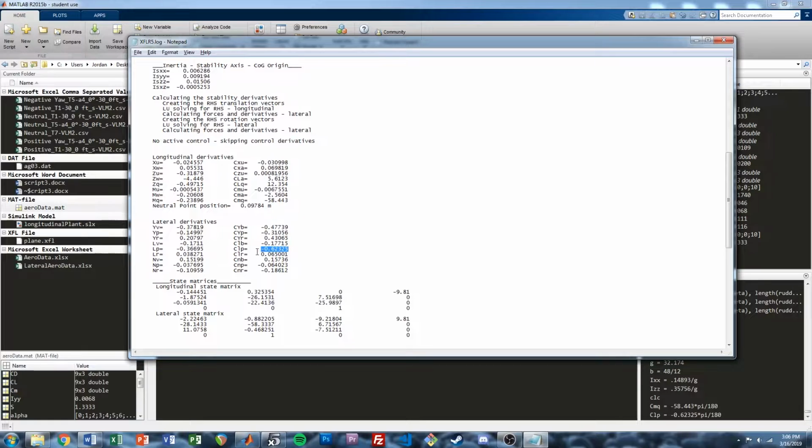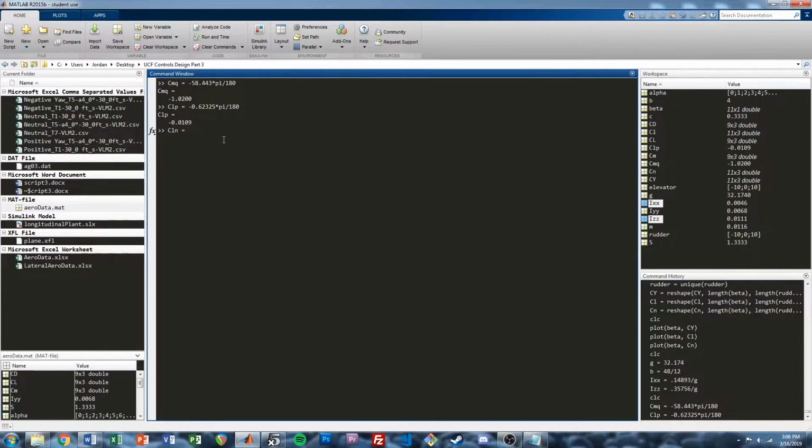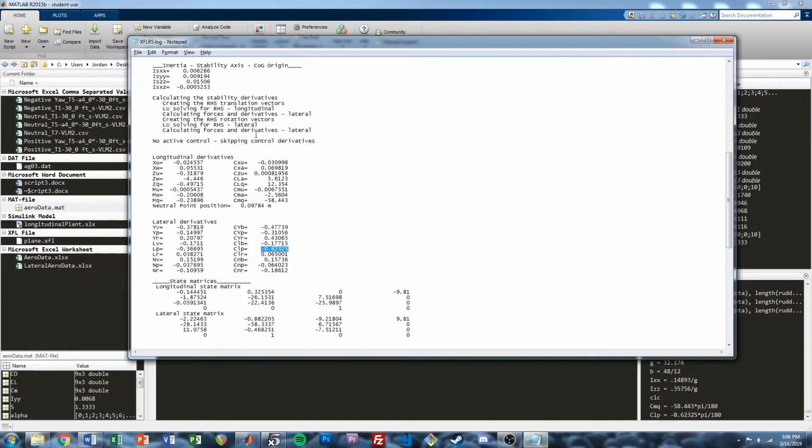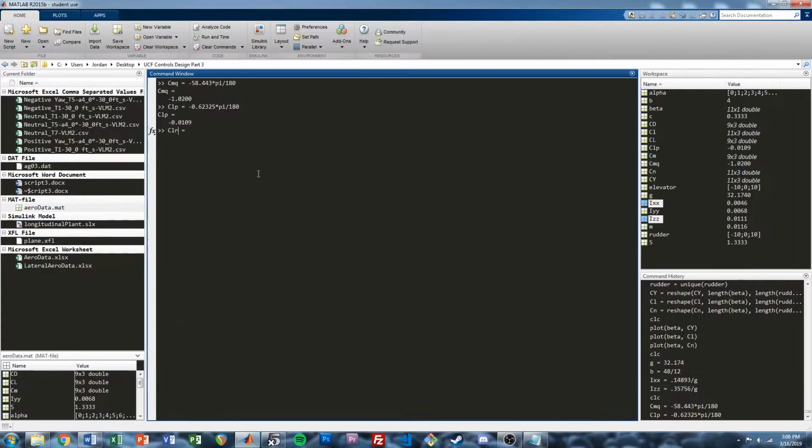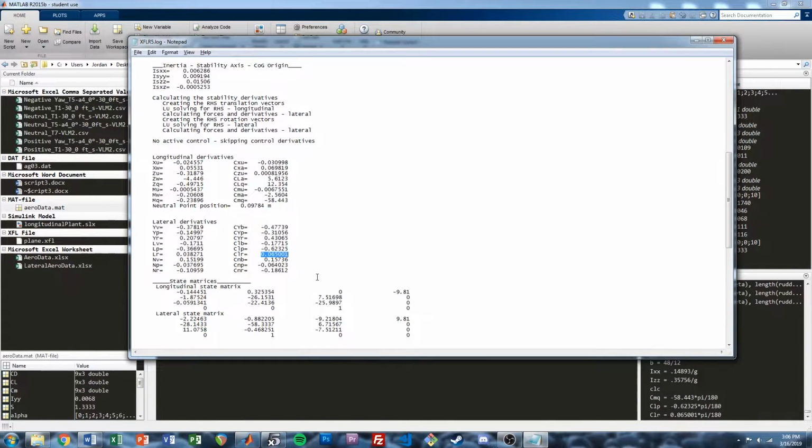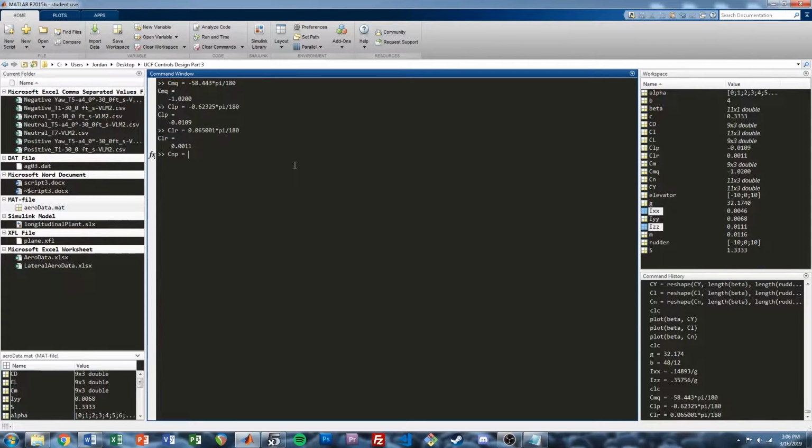CLN. Let's see. Oh, not CLN. What am I talking about? CLR, so rolling moment due to yaw rate. And then CNP, yawing moment due to roll rate. And then CNR, yawing moment due to yaw rate.